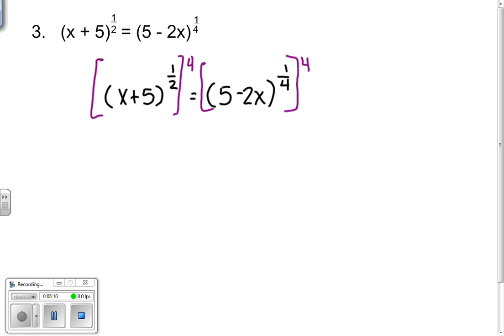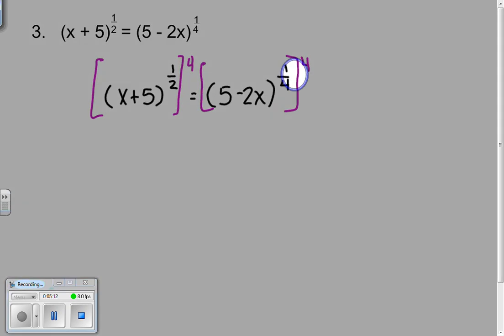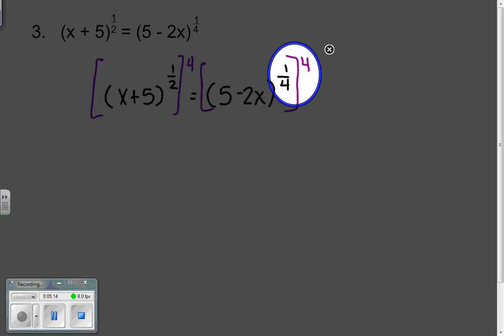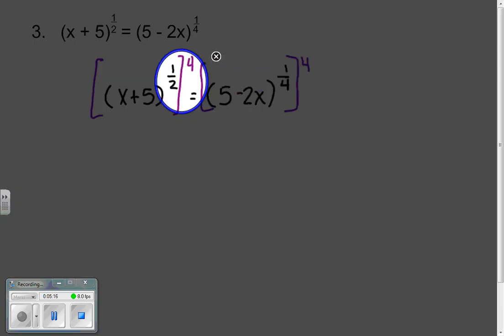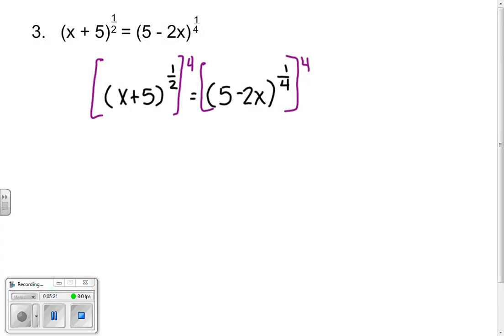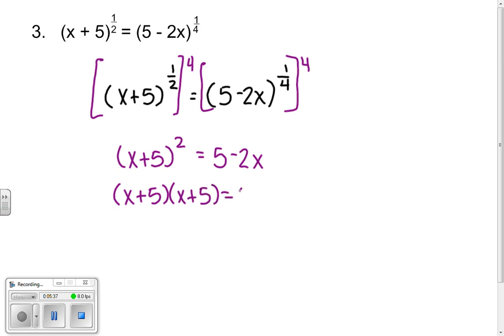This one's a little different because it's this side that ends up prettying up for us. 1/4 times 4 is 1. But over here, 1/2 times 4 is 2. And so what ends up happening is on the left-hand side, we get (x plus 5) squared because of the 1/2 times 4. But on the right, we get the 5 minus 2x. All of that disappears. You're forced to FOIL on the left, x plus 5 times x plus 5, and recopy equals 5 minus 2x.